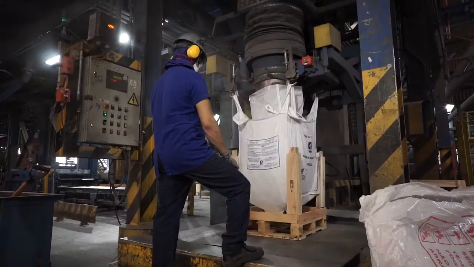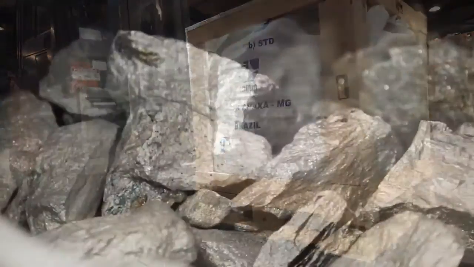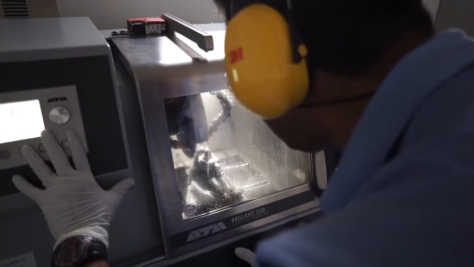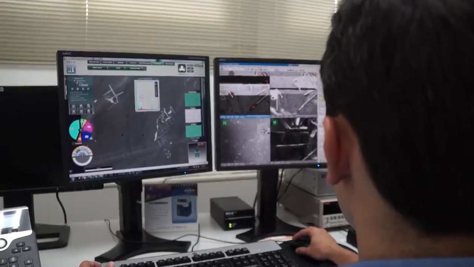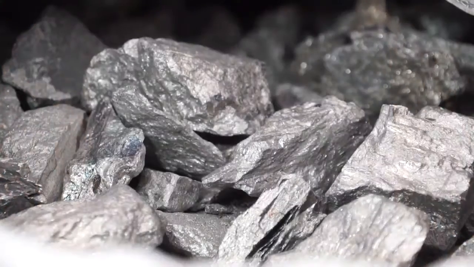The product supplied for use by the world's steel industry is most commonly in the form of lumps. The consistency of the chemical composition of the ferroniobium is extremely important, and the lumps are carefully graded in size to meet the needs of individual clients. The importance of this will soon become clear.